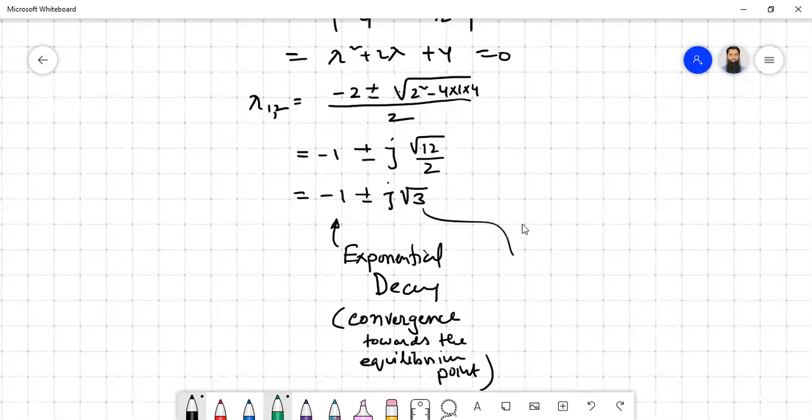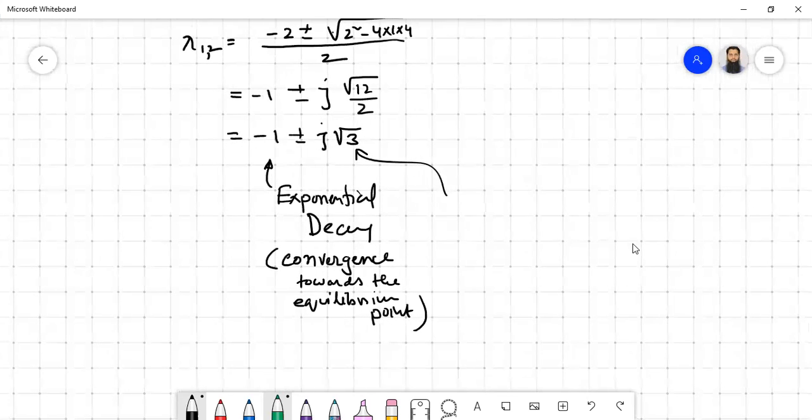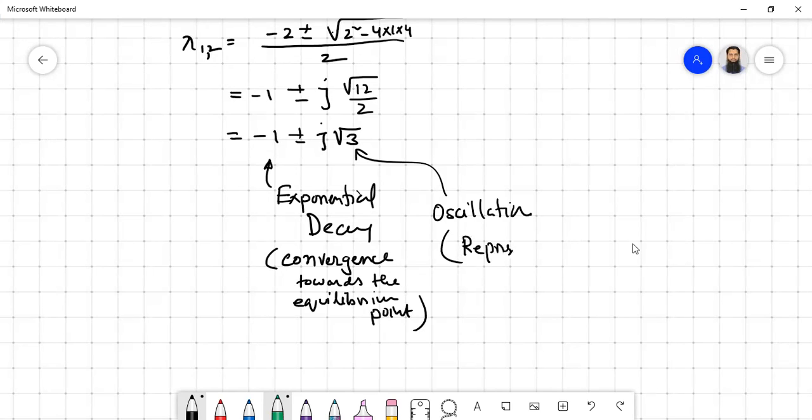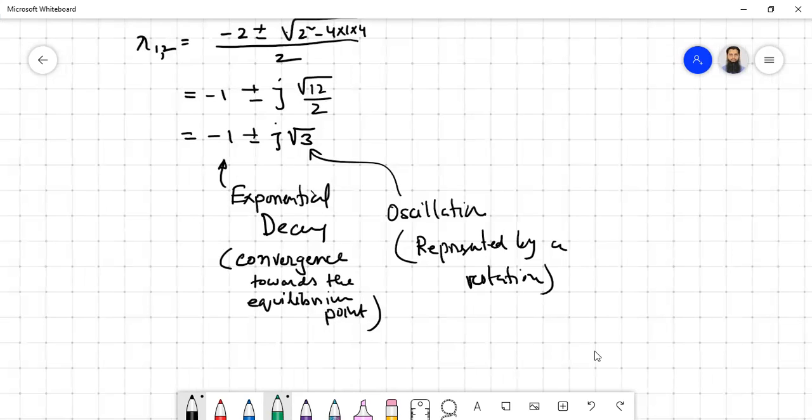And what about the imaginary portion? As you know, the imaginary portion represents an oscillation, and in the phase plane, oscillation is represented by a rotation. So what we have is something like this: a decreasing rotation around the equilibrium point. Okay, so what should be the direction of rotation around the equilibrium point?